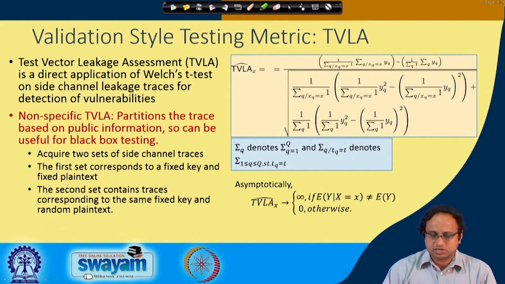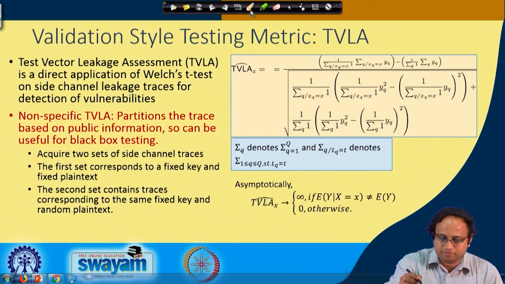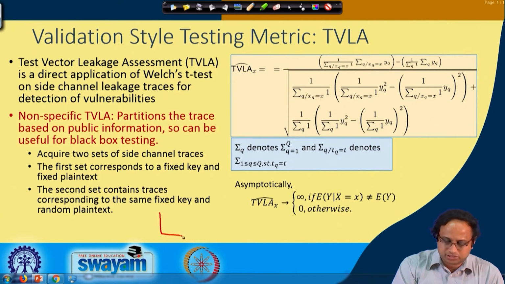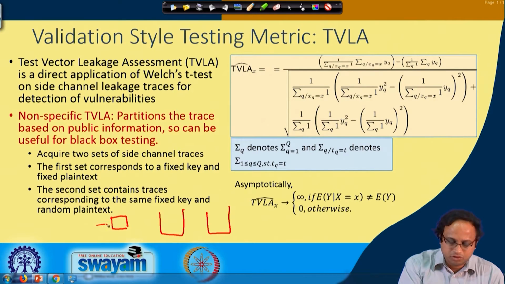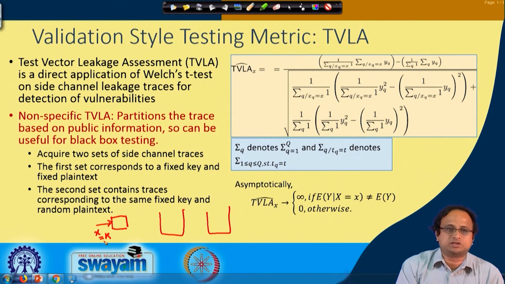Okay, so in one case, you have two sets of experiments that you are doing. In one set of experiments, you have this encryption algorithm, and you are fixing the input x to some constant. Let me make it x equal to k. Then you are observing the side channel traces. These side channel traces go into, say, your group 1 or group A.